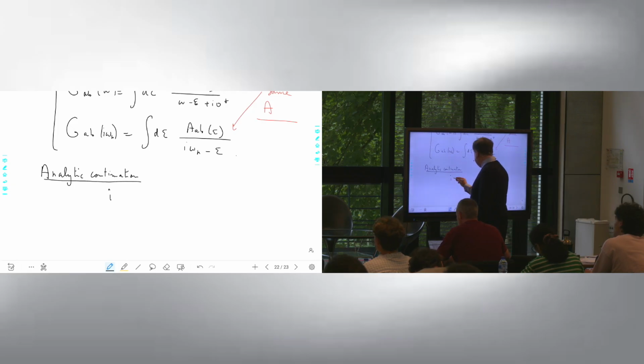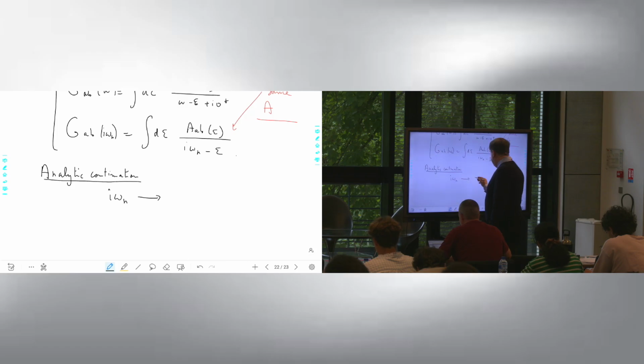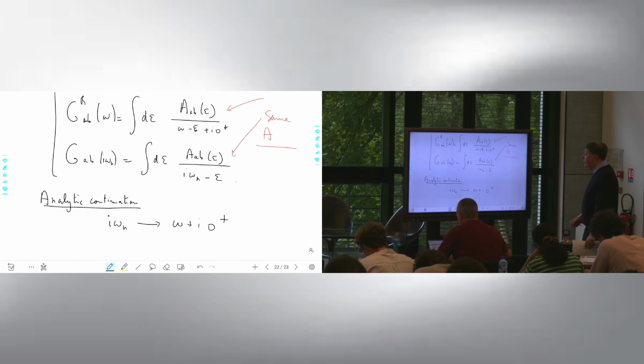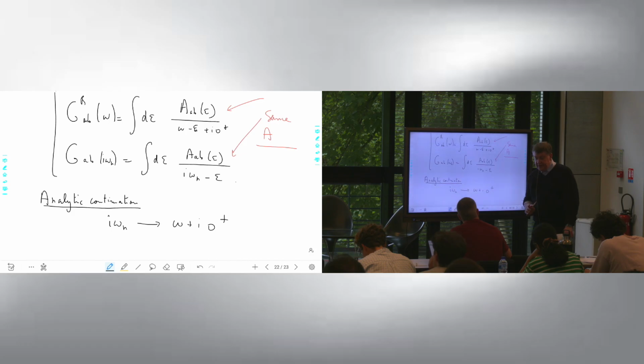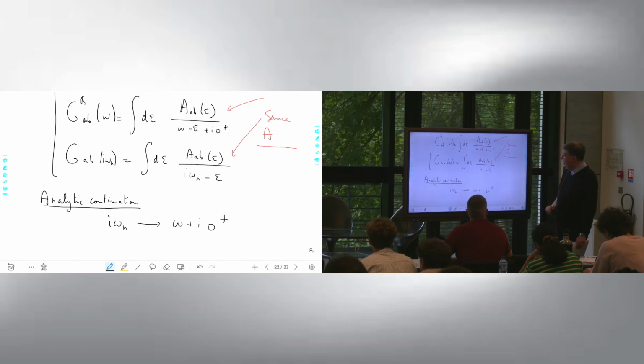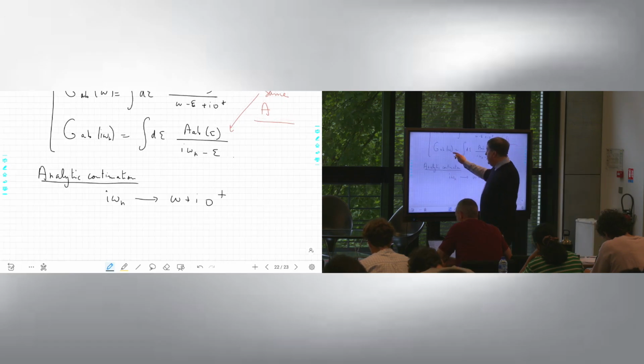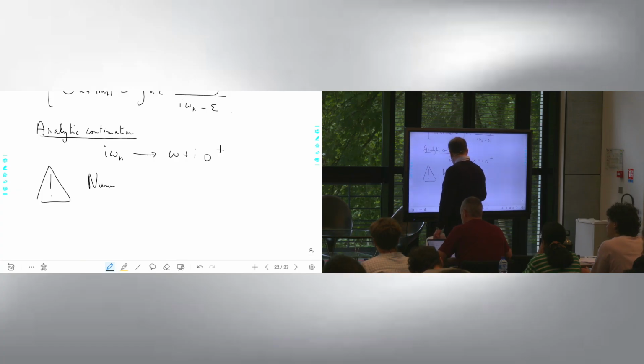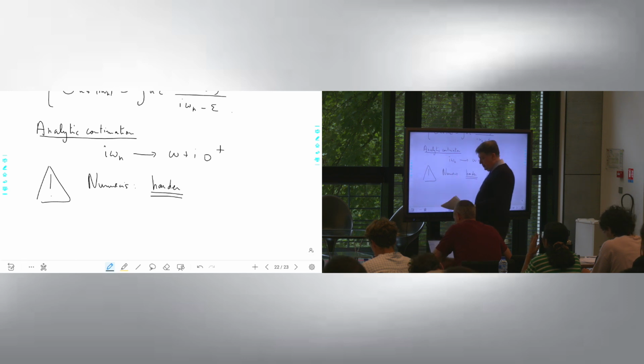Which is to say that you compute this and you send that to omega plus I 0 plus, and you're done. You go from one to another. Well, that's certainly true in analytical calculation, even though even there you should be slightly careful in some cases. But if you do diagrammatics to first and second order, you can take your expressions when they are properly written like that, and you can do these continuations and get back to the real axis. However, in our problems, in numerics, this is much harder than this.